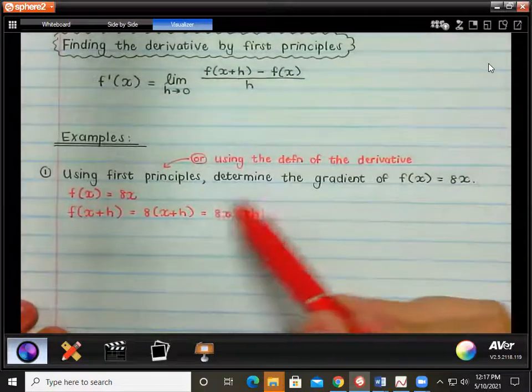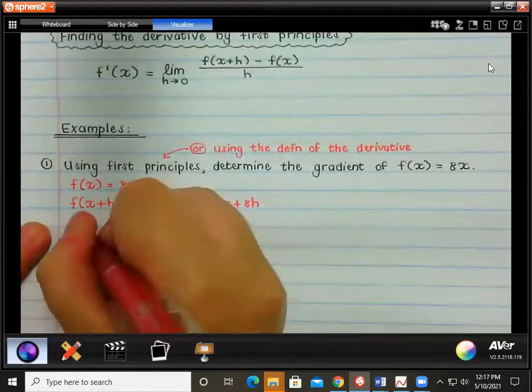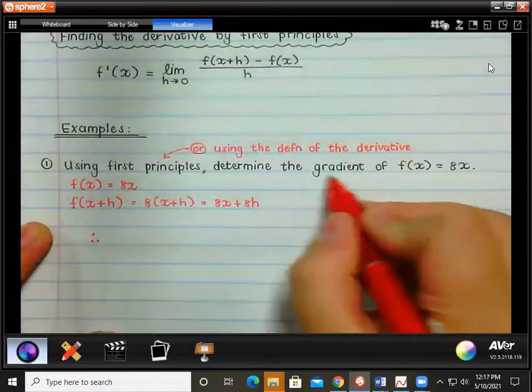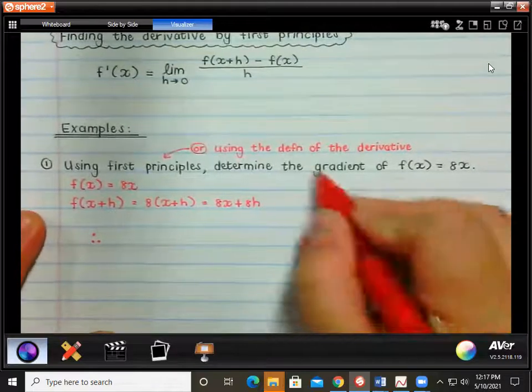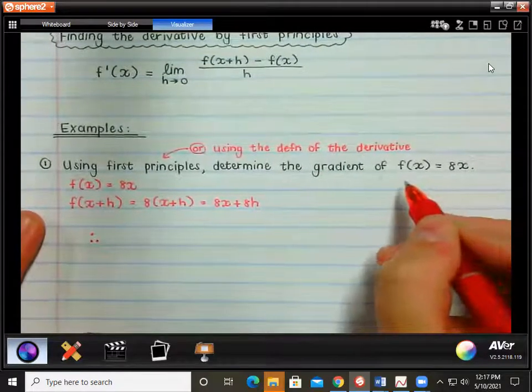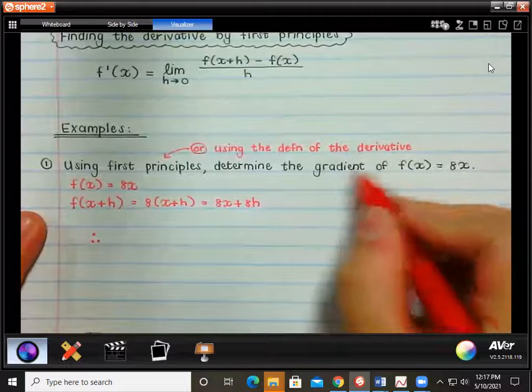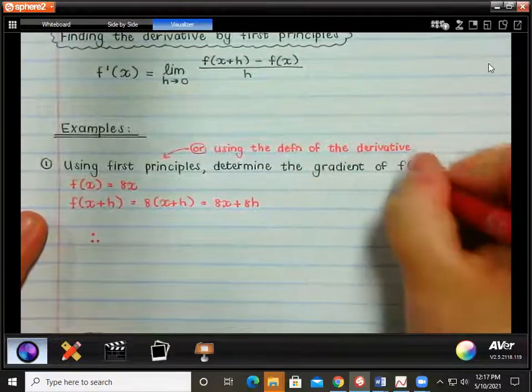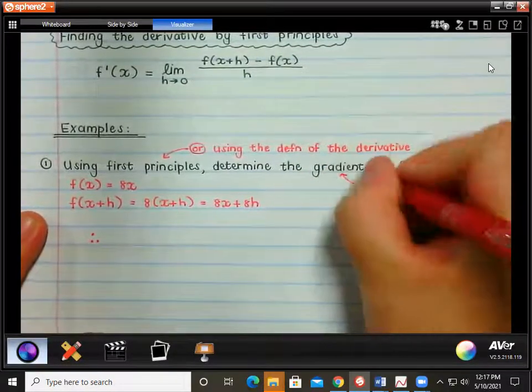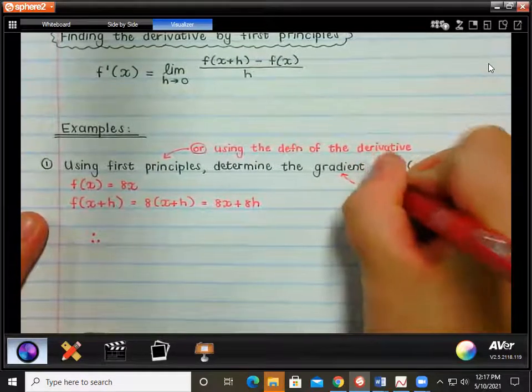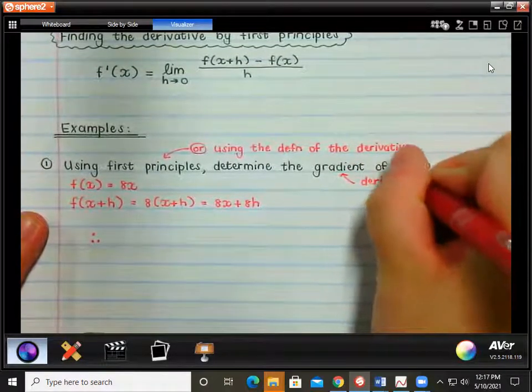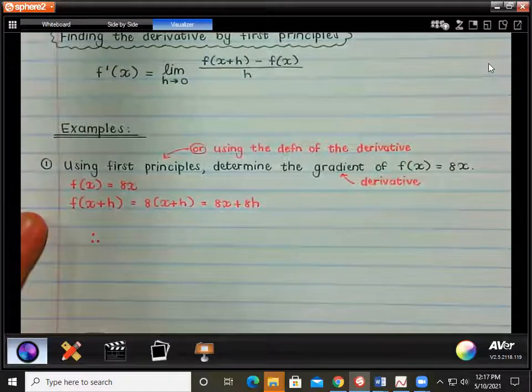Okay, once we have f of x and we have f of x plus h, then you're going to say therefore, oh, and we remember that the gradient of a function is the derivative, hey? Sorry, that's something that I didn't say. I just kind of assume that we know that. But the gradient of a function, any function, is always the derivative. So when they're asking for the gradient, they're essentially asking for the derivative.